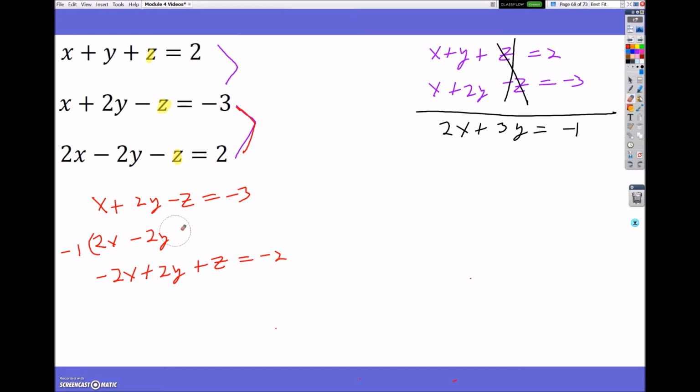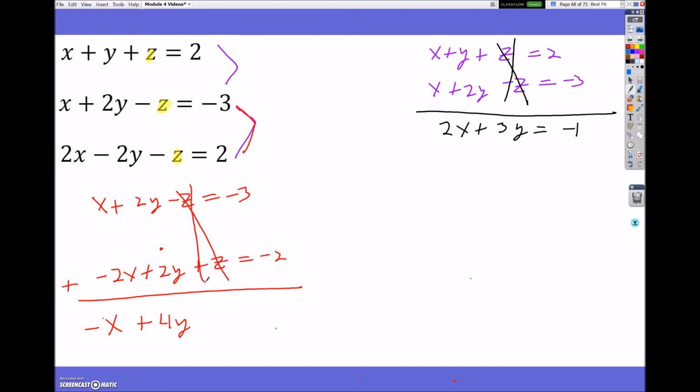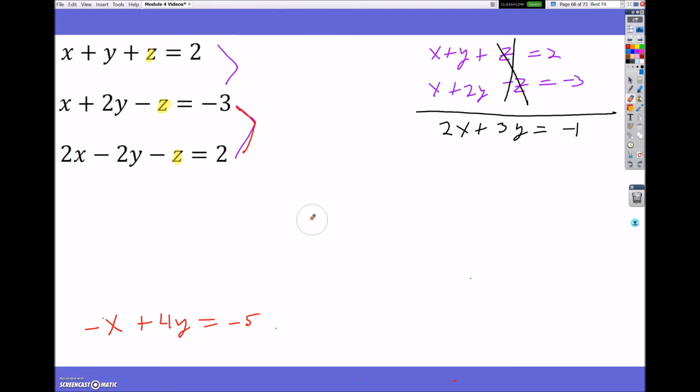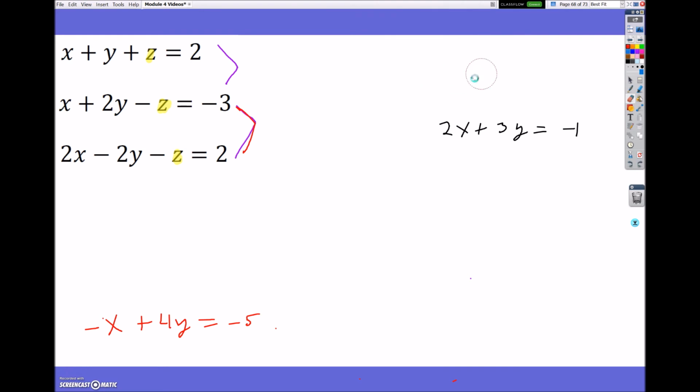So now, when I look at this and add these two equations up, I'm going to get negative x plus 4y. My z's are going to cancel, and I'm going to have that equal to negative 5. I'm going to clear up some room here, but what I want you to focus on is that in both equations I eliminated my z values. Now that the z values are all gone, I only have x's and y's in these two equations.